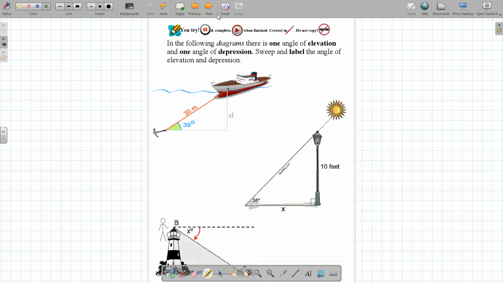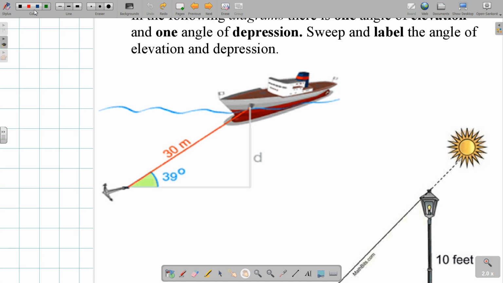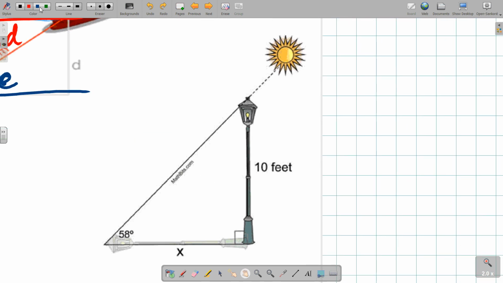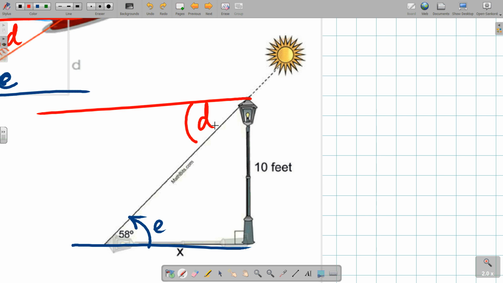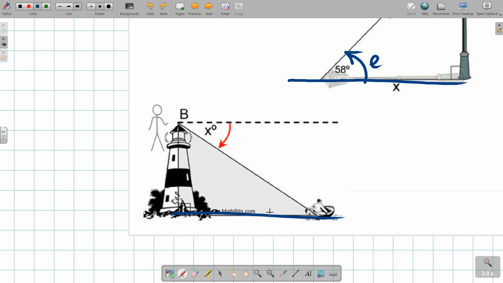Pause the video, do this page, and then restart. All right, restart. Your angle of elevation is right here. That's E for elevation. Depression, horizontal going down, depression. Check this one. Angle of elevation, horizontal going up, elevation. Depression, you must draw in the horizontal going down. That's your angle of depression. This one, your angle of elevation, horizontal going up, elevation. Horizontal going down is your angle of depression.